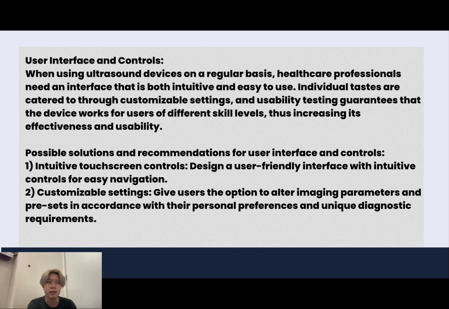Possible solutions and recommendations for user interface and controls include, firstly, intuitive touchscreen controls. To design a useful, friendly interface with intuitive controls for easy navigation. Secondly is customizable settings, to give users the option to alter imaging parameters and presets in accordance with their personal preferences and unique diagnostic requirements.